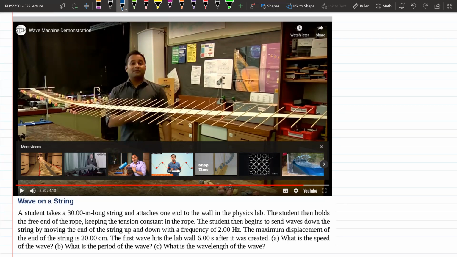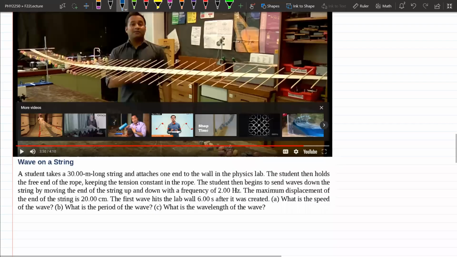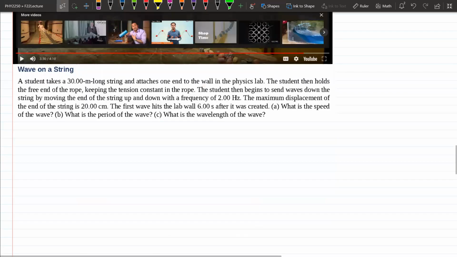Okay, and we're going to talk about this next lecture, when we actually figure out why changing the mass on this particular wave system changes the speed of the wave, and we can actually figure that out. Okay, but for now, what we want to do is just quantify all these things that we just learned, right?